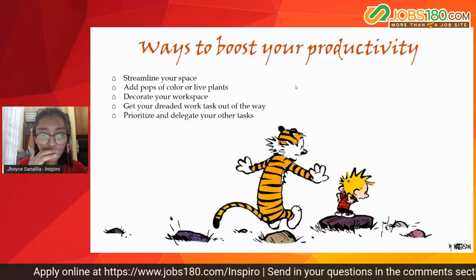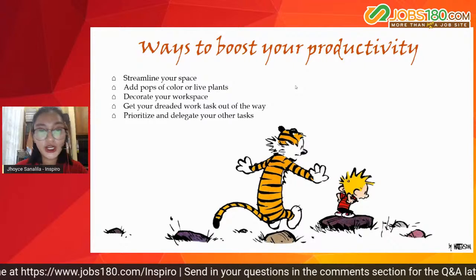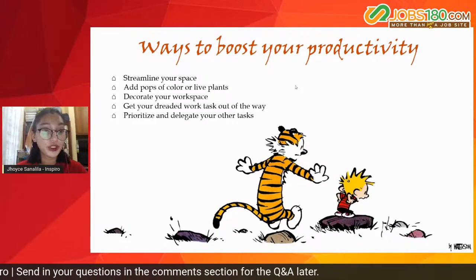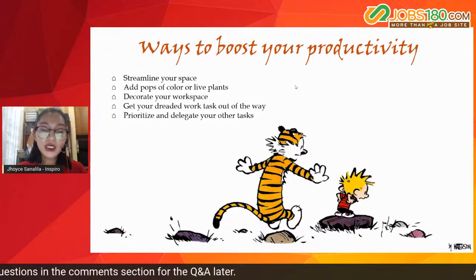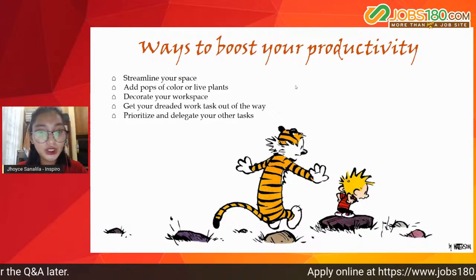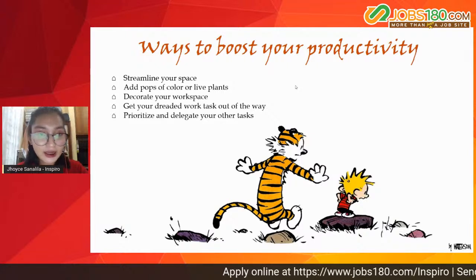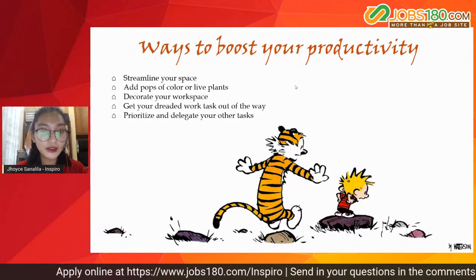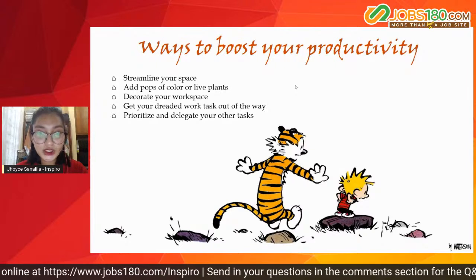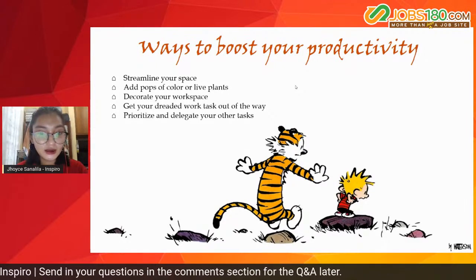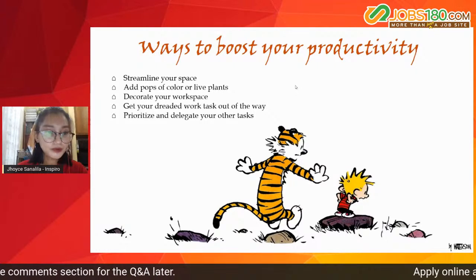Next is prioritize and delegate your other tasks. Your focus should go to the more important tasks first. So think about everything that you do and just how pivotal or trivial each thing is. If you can, set aside the low priority items and come up with a plan to delegate or outsource them so you can spend more time on the things that add more value to your position and the company.